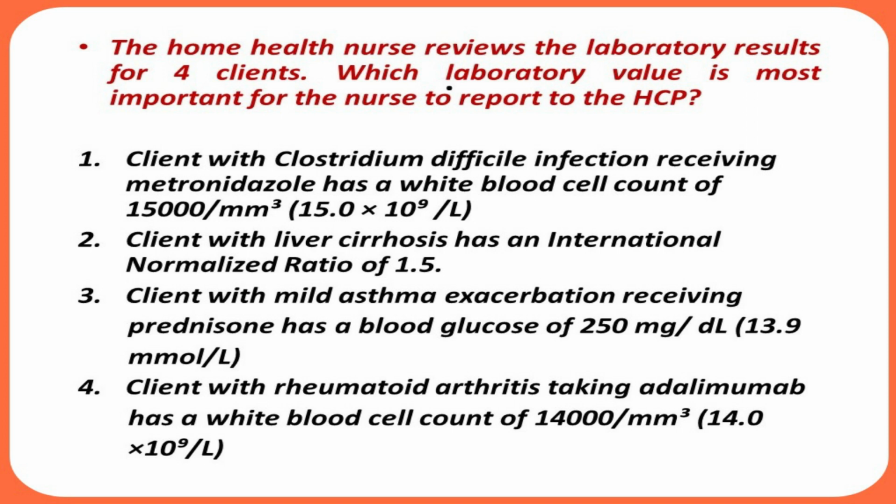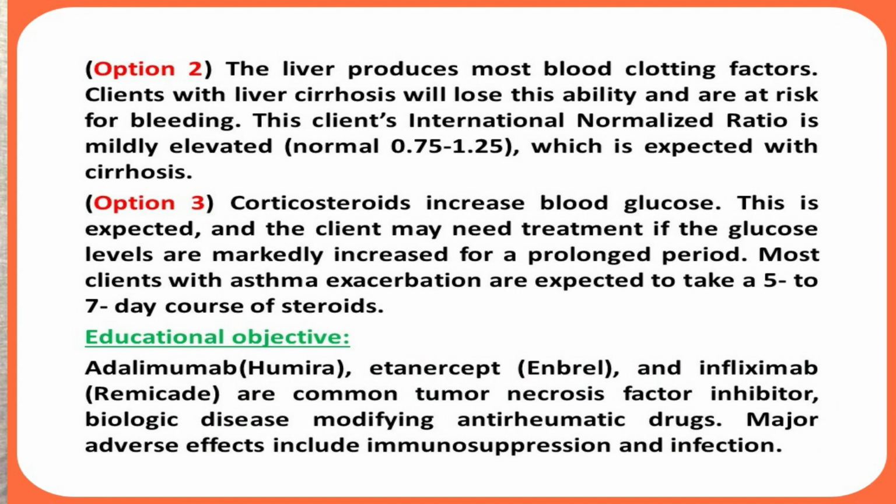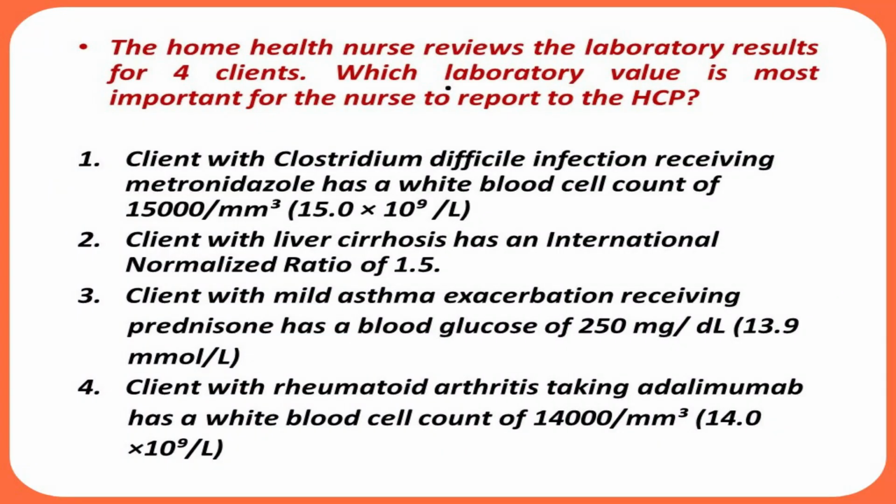See here, option 3 says client with mild asthma exacerbation receiving prednisone has a blood glucose of 250 mg per dL. So what do you think? We know that corticosteroids might increase the blood glucose level. In this case, the client has a mild asthma exacerbation and is receiving prednisone. Prednisone might slightly increase the blood glucose level as an expected finding, so that is also not something which requires immediate action. So we have eliminated 3 options. Now the only option pending is option 4.